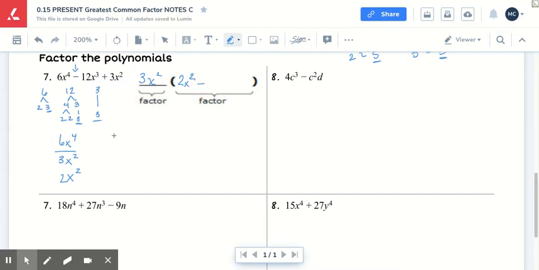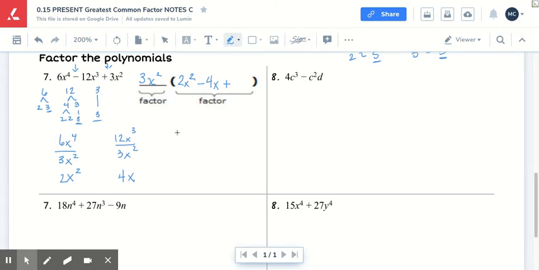Then I'll do the same with the next term. So 12x cubed. I'm going to divide that by 3x squared. Again, divide the coefficient. So 12 divided by 3 is 4. X cubed divided by x squared. Subtract the powers. So 3 minus 2 is 1. So this is just 4x. Then I'm going to look at the sign that's between the next 2 terms. That's a plus. So I'll write that down.